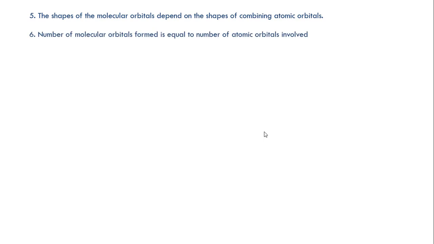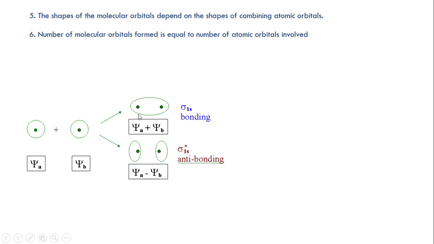The number of molecular orbitals formed is equal to the number of atomic orbitals involved. We discussed this point just now. That means however many atomic orbitals are combining, the same number of molecular orbitals will be formed. So let us see now. Here this is one s orbital and this is another s orbital. This is the atomic orbital of any atom, in general form.